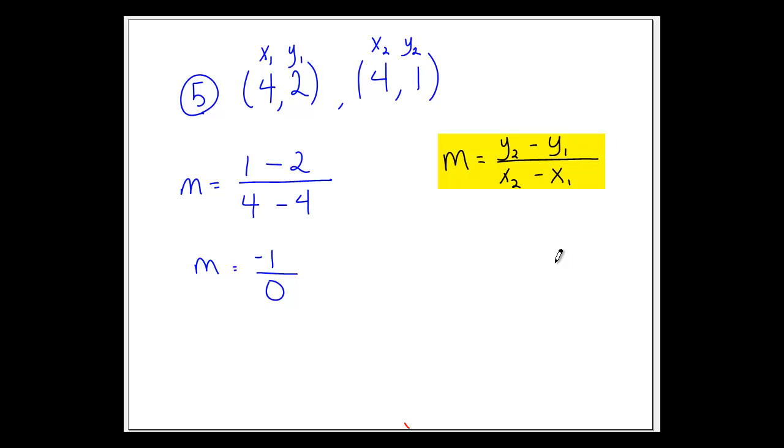Now the last example, we had 0 in the numerator, which equaled 0. This is no solution or undefined. You cannot have a 0 in the denominator. If you were to plot these points, you would see that this ends up being a vertical line. And a vertical line has no slope.